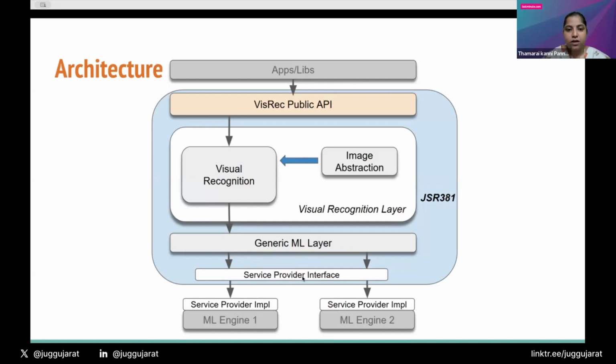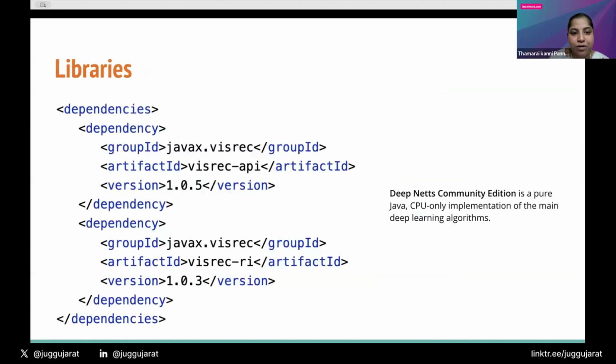Okay. And the visual recognition reference implementation layer is where you will have the actual logic specific to your use cases, right? That is true. Okay. So I'll just present the first two libraries they went with.